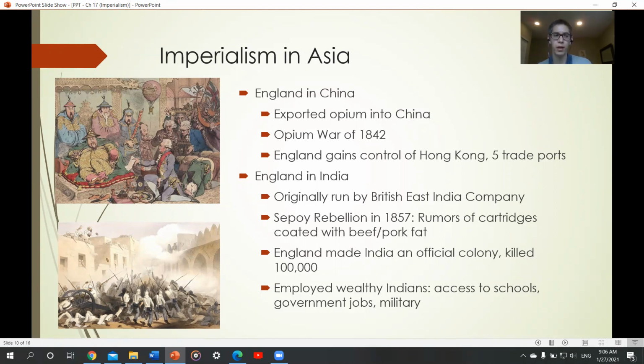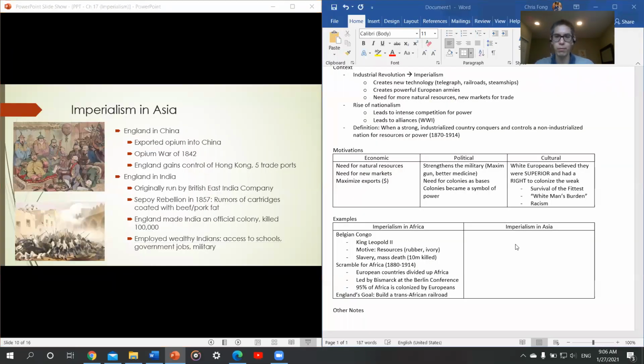The British won. And when the British won, again, they gained control of these trading ports. So England and China, I want to say this is more about economic imperialism. England controls several ports, including Hong Kong, and they basically force China to trade with them. And I'll put opium in there as that one example.